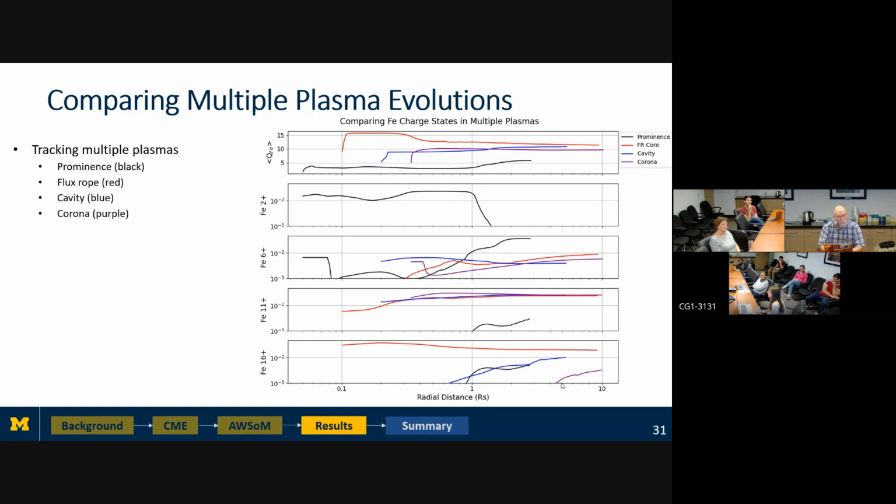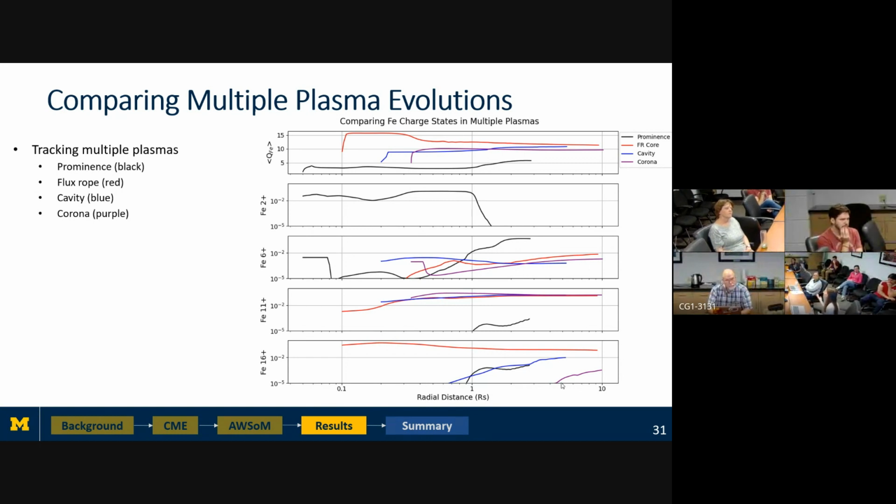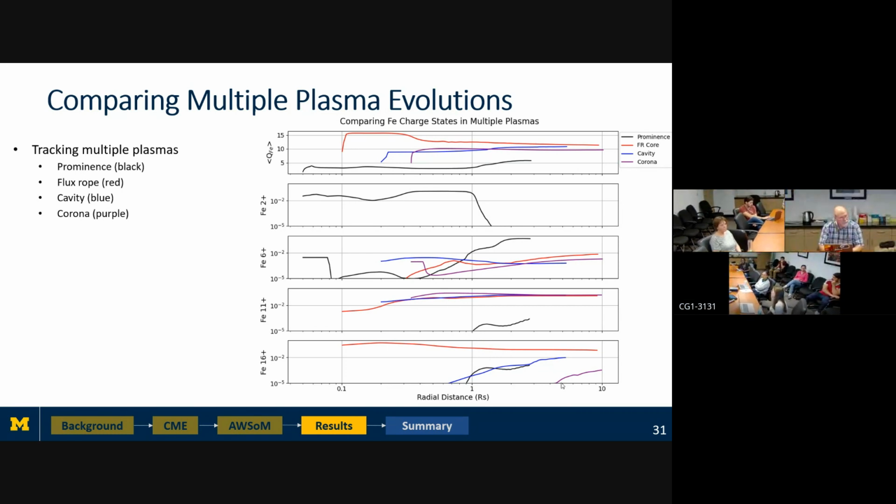But this is kind of the point I was trying to say. Does everything just get heated away? And what exactly is the heating mechanism of this? That's what I'm trying to figure out. Because the other stuff, other than just the filament prominence material, is not getting energized additionally.